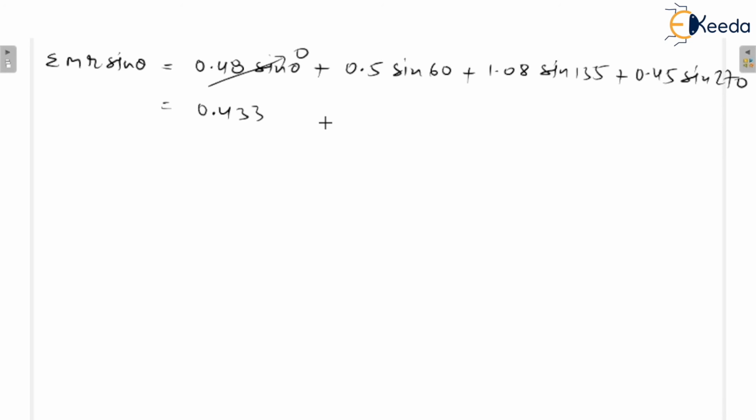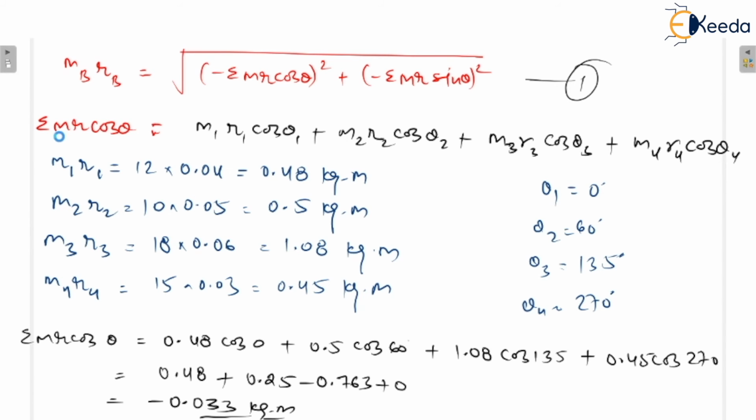And sin 135 is 0.707, and when you multiply this by 1.08, you will get 0.763, plus the sin 270 value, which is equal to minus 1. So there will be a minus sign, minus 0.45. When you calculate this, you will get the value 0.746 kilogram into meter. You just have to put this value in equation number 1 here.